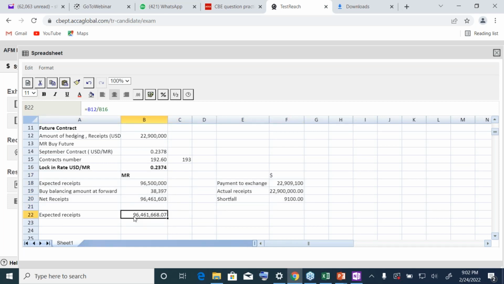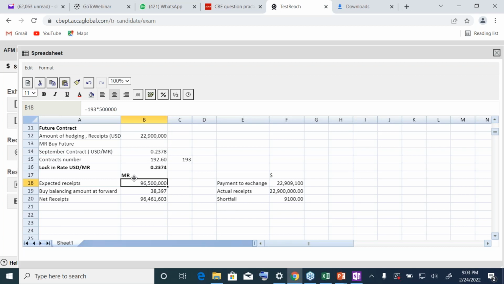But unfortunately, in this question, the examiner asks us to calculate the under hedge or over hedge amount. If we look at the formula, we have over hedged. Instead of 192.60, we have hedged 193 contracts. So how to calculate the expected receipt? We have booked 193 contracts. One contract has a size of 500,000 MR. So 193 into 500,000.